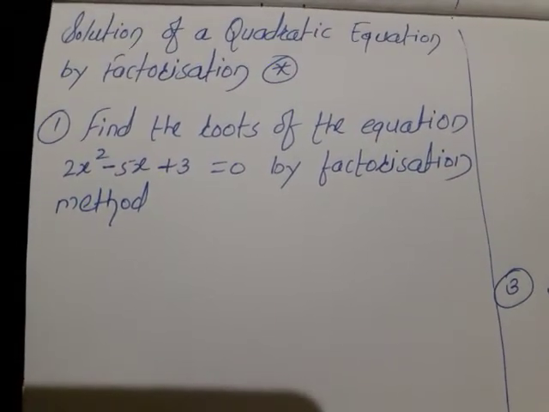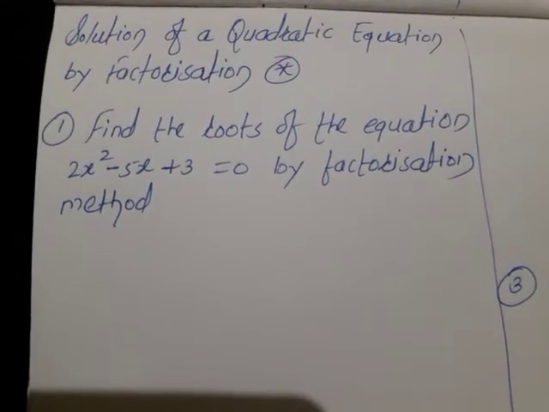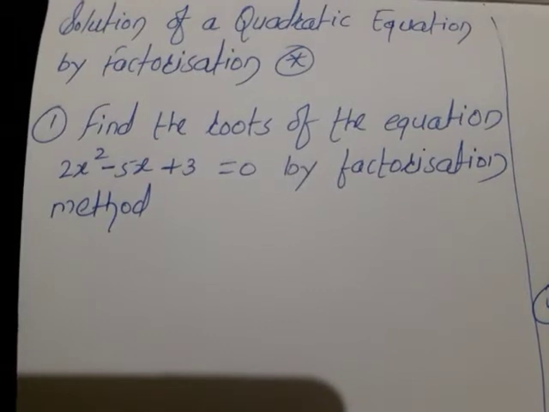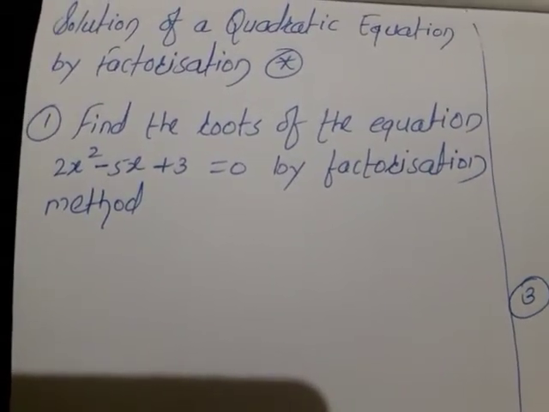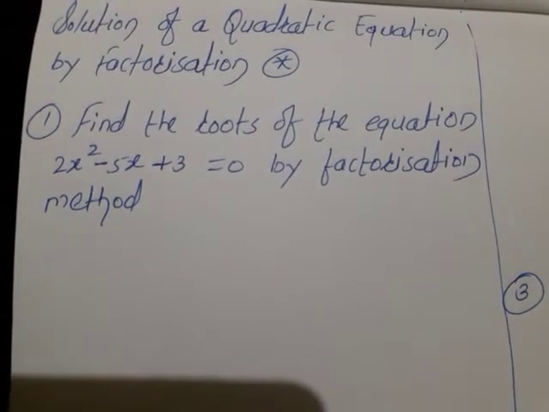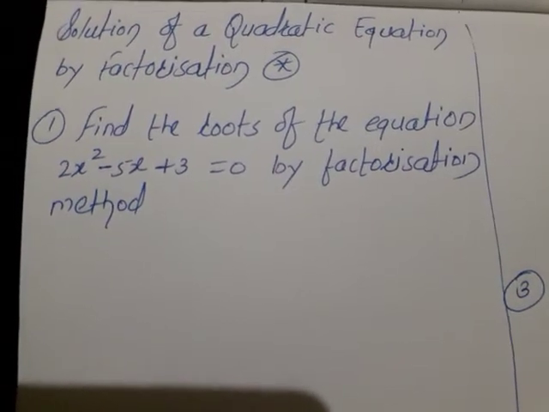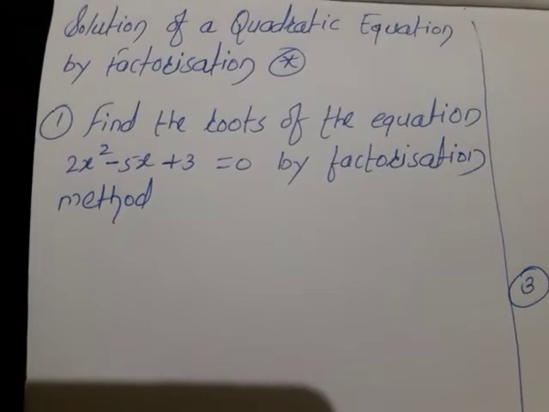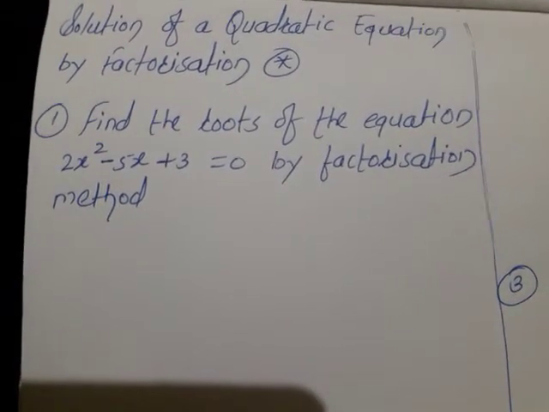They may also give another kind of instruction instead of asking for the solution. I have written here the first example. Find the roots of the equation 2x square minus 5x plus 3 is equal to 0 by factorization method. Instead of solution, here the word roots is used. They may use the word solution or the word roots, the meaning is the same.